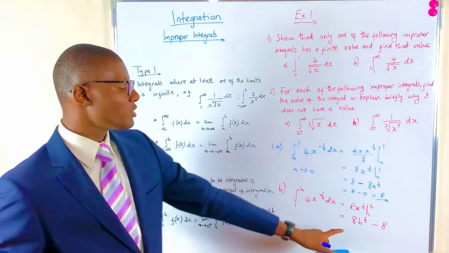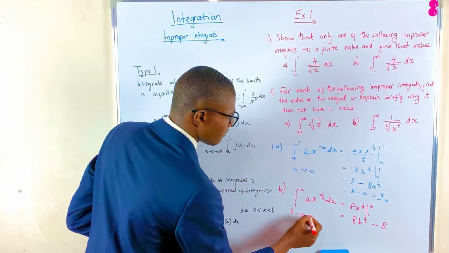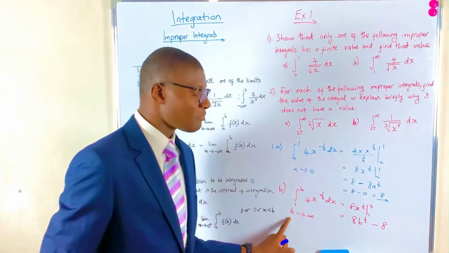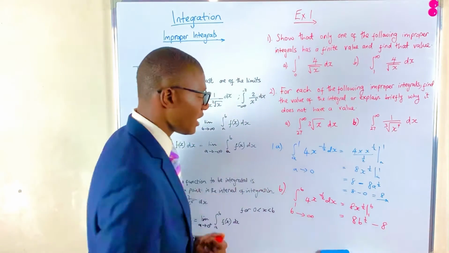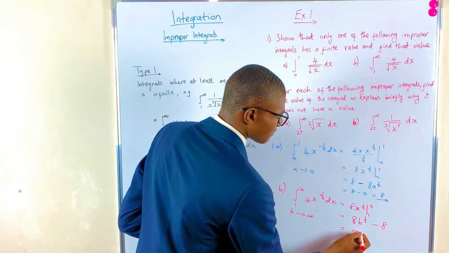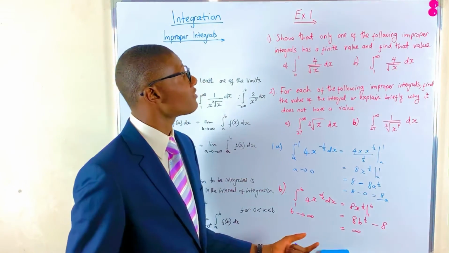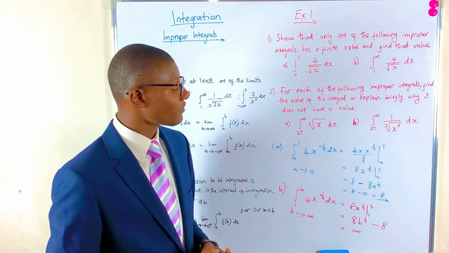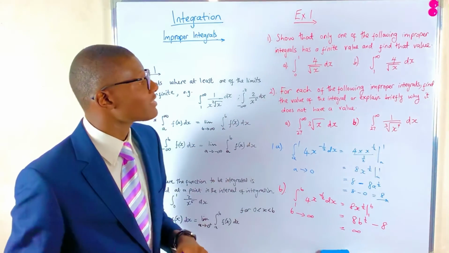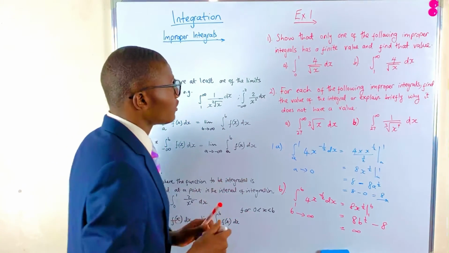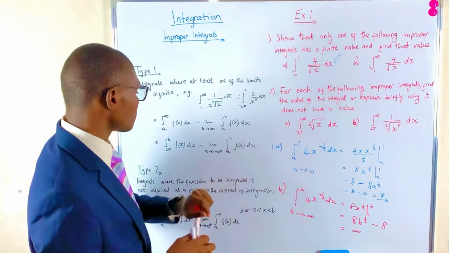But what do we know about b? We know that b approaches infinity. So when b approaches infinity, this whole term approaches infinity, and as a result this gives us an infinite answer, so it doesn't have a finite value. So only one of the following has a finite value, and the one that has a finite value is this one, and we've proven it here. This is for number 1.